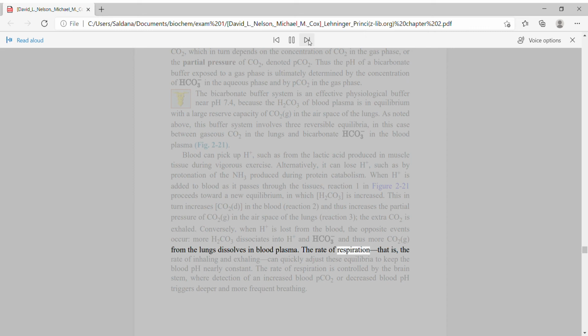The rate of respiration, that is, the rate of inhaling and exhaling, can quickly adjust these equilibria to keep the blood pH nearly constant. The rate of respiration is controlled by the brain stem, where detection of an increased blood PCO2 or decreased blood pH triggers deeper and more frequent breathing.